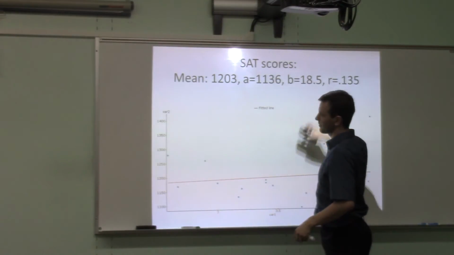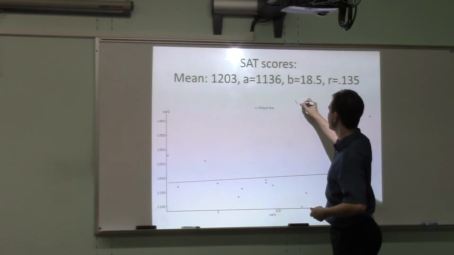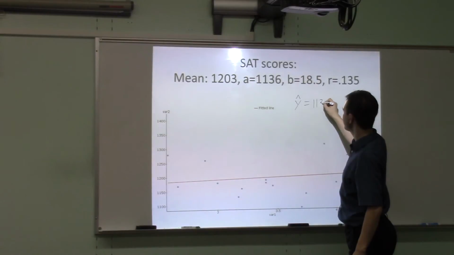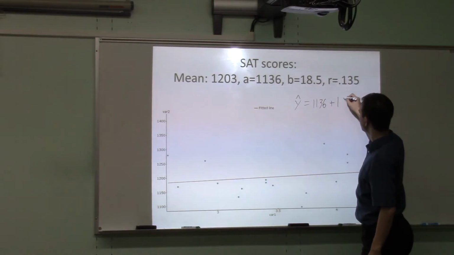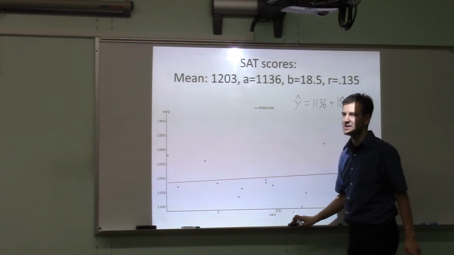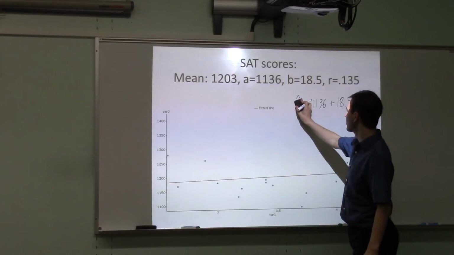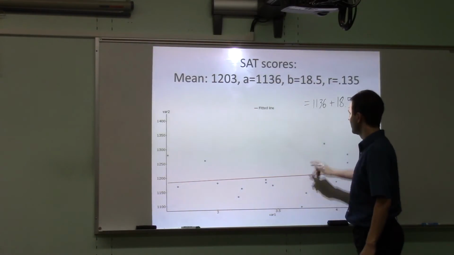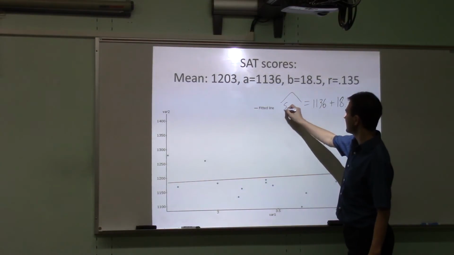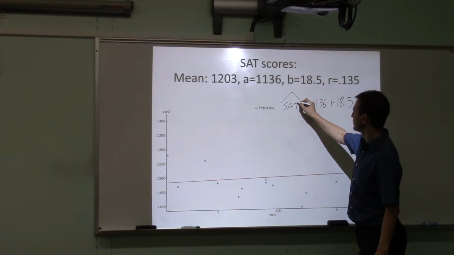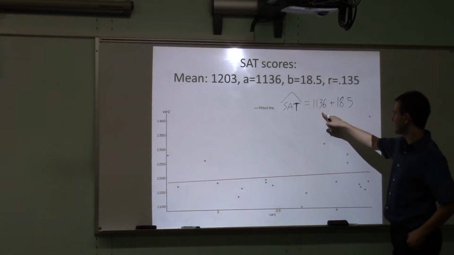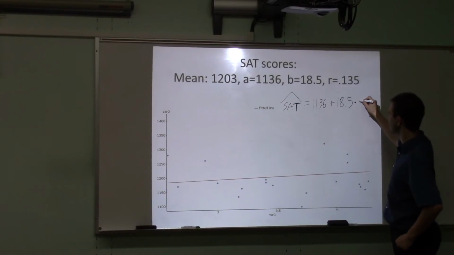But here is the information you need to build the regression line. My predicted SAT score is 1136 plus 18.5 times x. And sometimes they'll replace y with the wording of it all and x with the wording of it all. So they could very well write predicted SAT score is 1136 plus 18.5 times GPA.